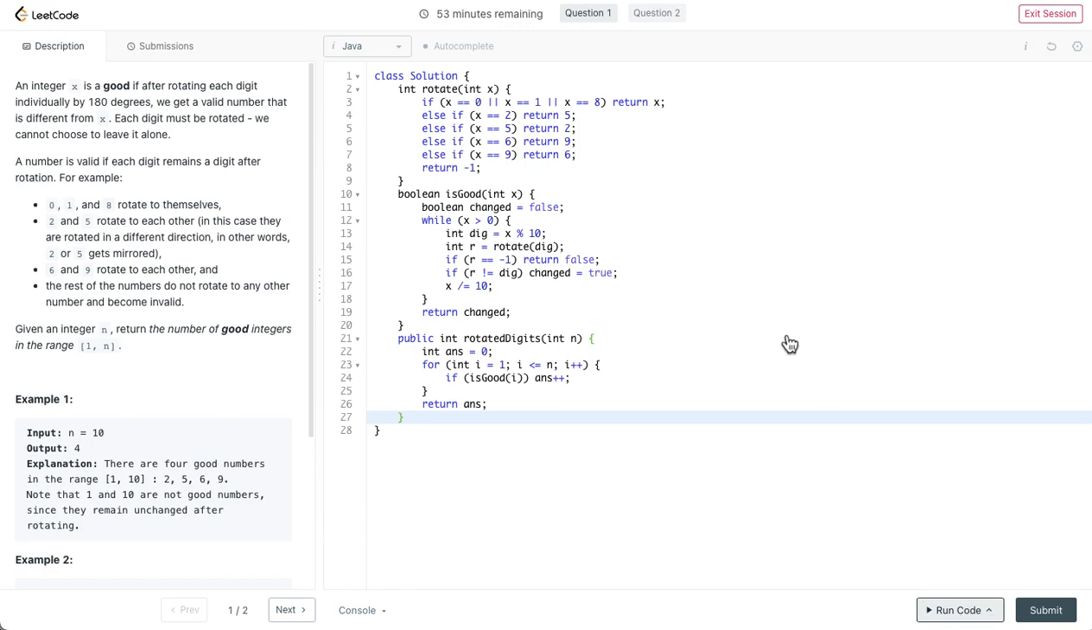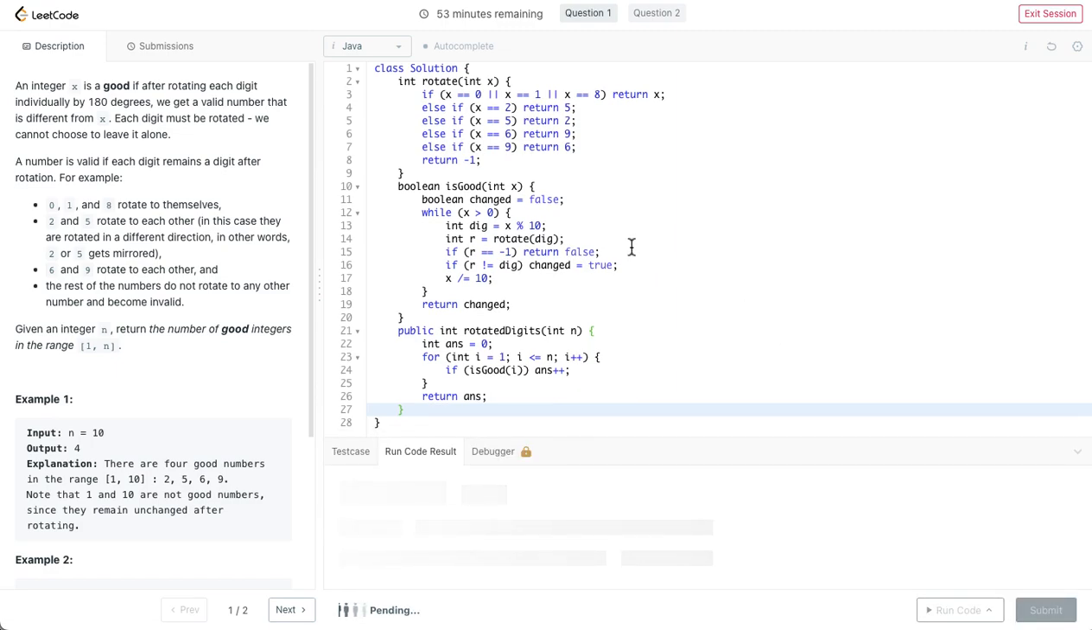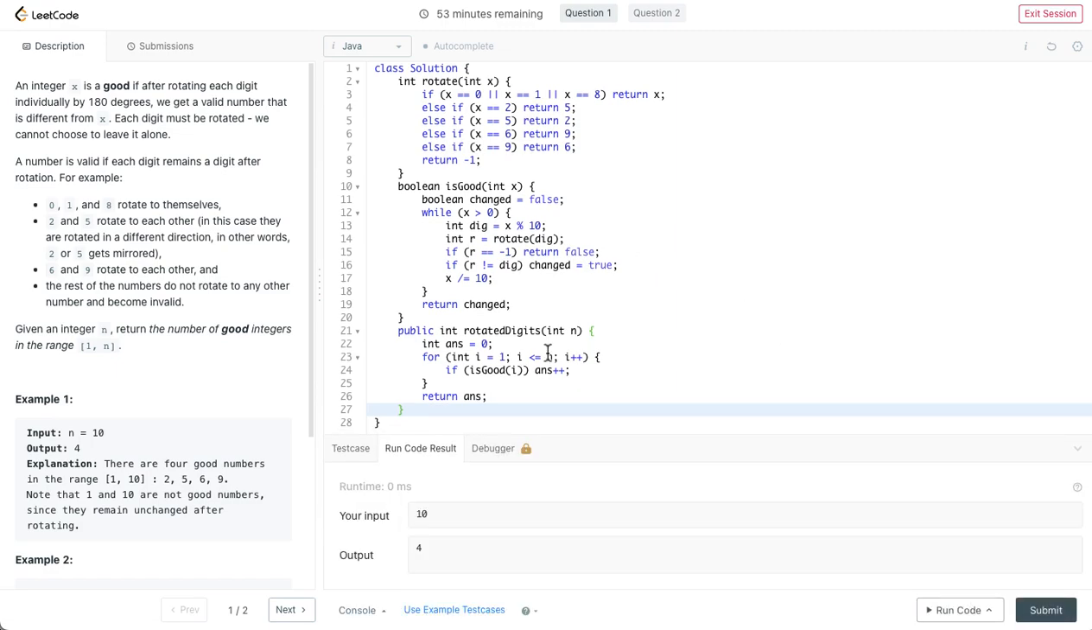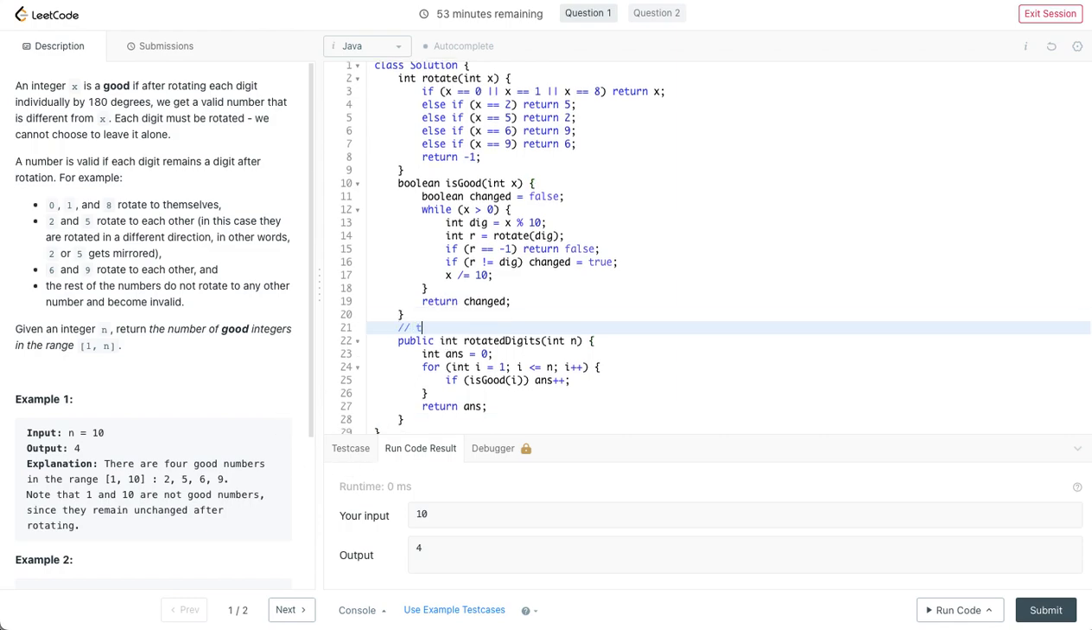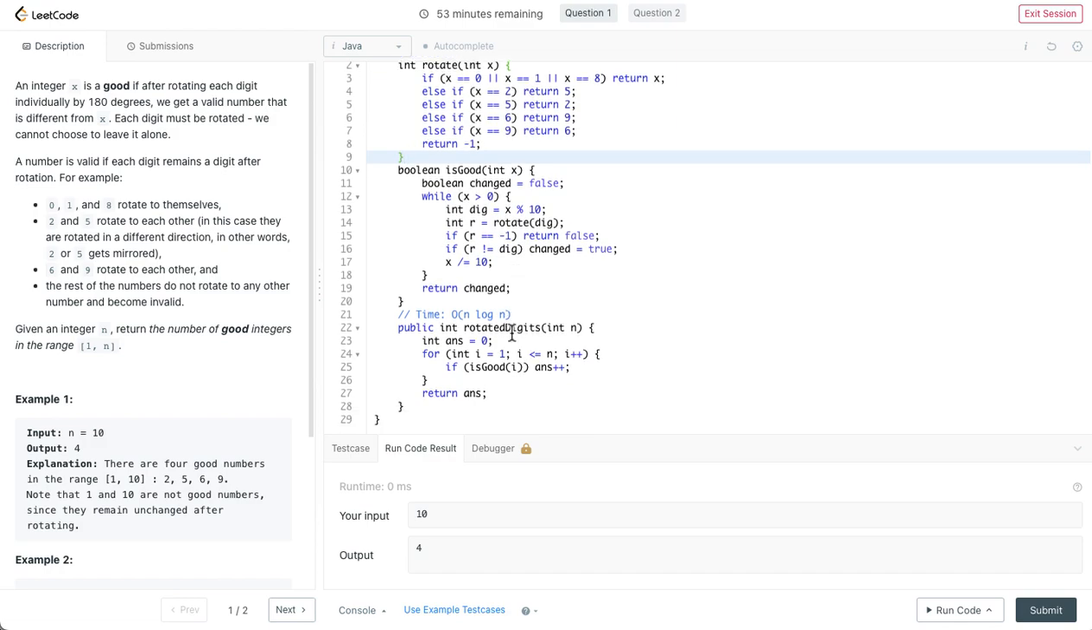Yeah, let's try to run this. So the time complexity is going to be n log n, because each time we iterate n times basically, then each time we do this while loop, and this while loop costs log n time. And for space complexity, I don't think we use any space, so it's O(1).